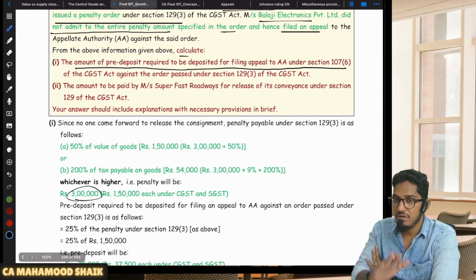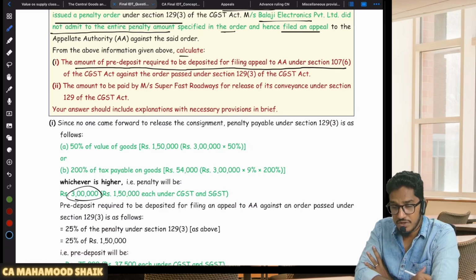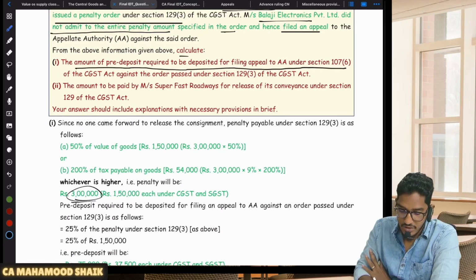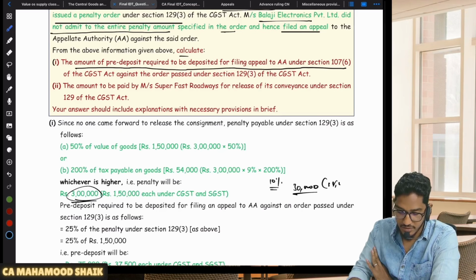Now this amount you are not accepting. You wanted to go for appeal. If you wanted to go for appeal, how much deposit are you required to make? 10%. So on this 3 lakh rupees, 10%, that means 30,000. You are required to make a pre-deposit of 30,000, or even you can write it as 15,000 under CGST, 15,000 under SGST. That much amount of pre-deposit you will be required to make.